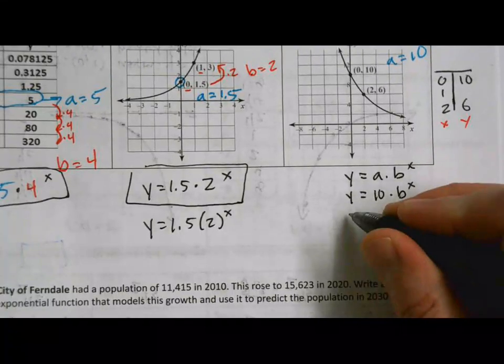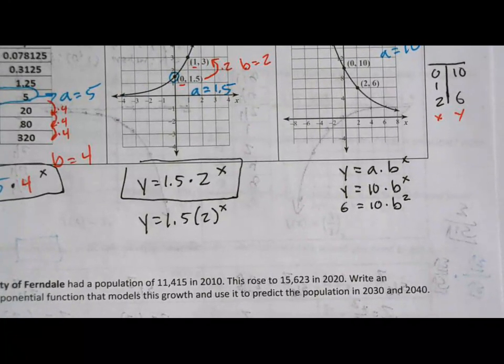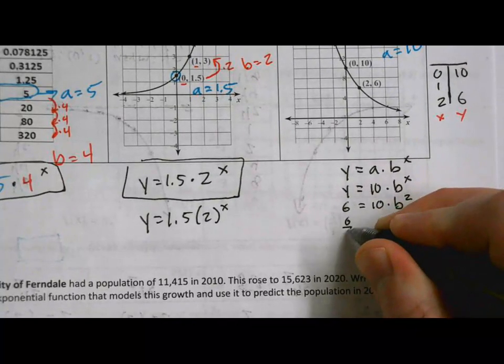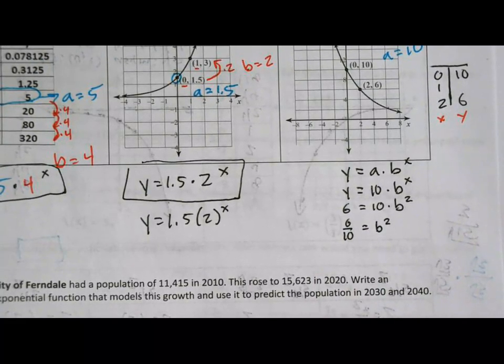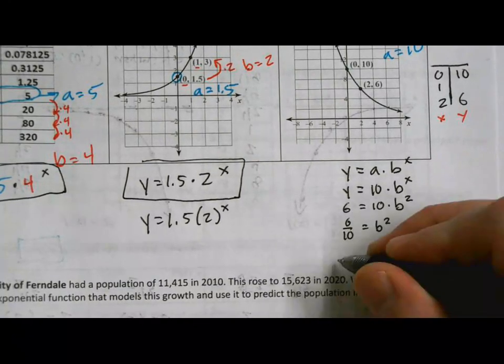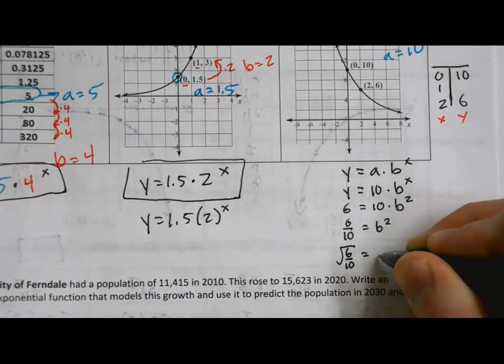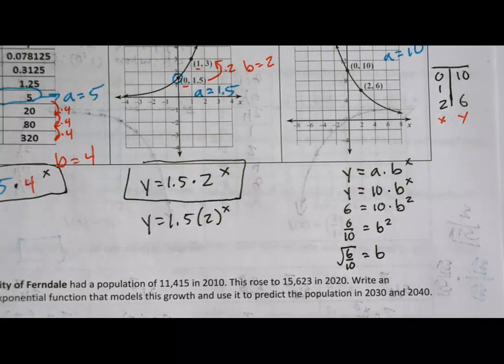So y is 6. 10 times b to the second. And then we'll divide by 10 on both sides. And then we'll take a square root on both sides. Andrew, did yours work out? Okay. Well, I want to go back and talk about your method in a second here. And I want you to keep that in mind when we do our last example here too.